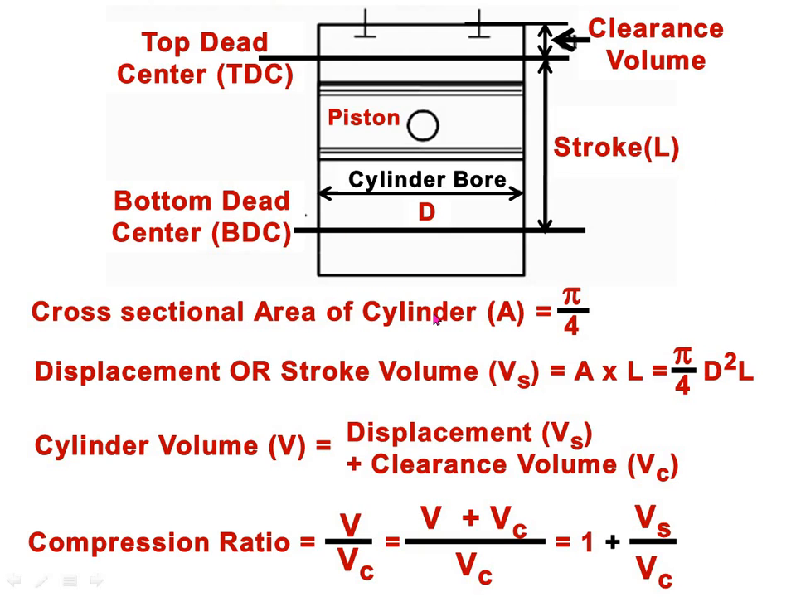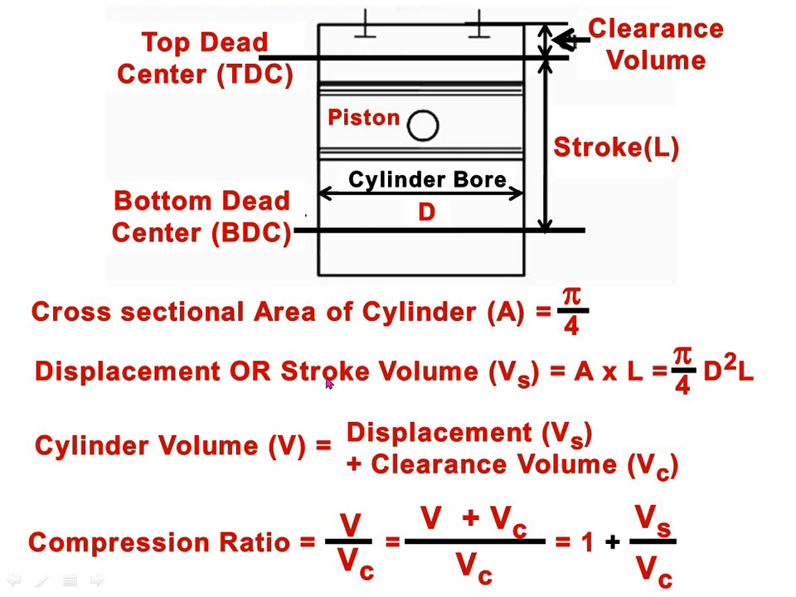Here the cross sectional area of the cylinder A is equal to, we can say, pi by 4 d square. Here by mistake d square is not denoted. So the cross sectional area of the cylinder is A equal to pi by 4 d square. See, this is the diameter of bore. So here pi by 4 d square.